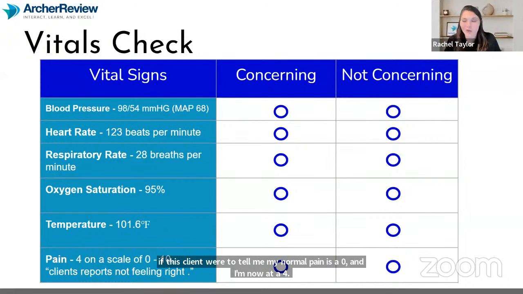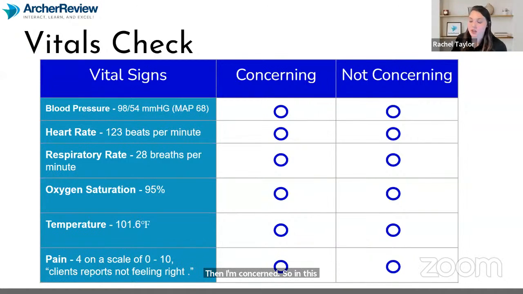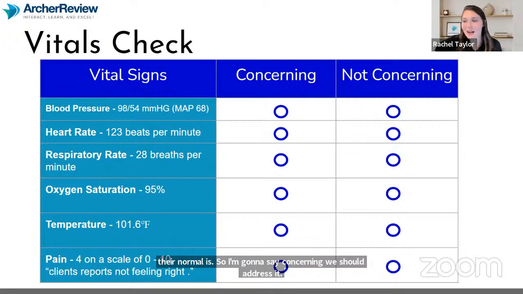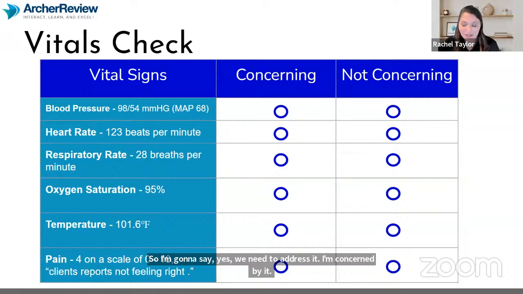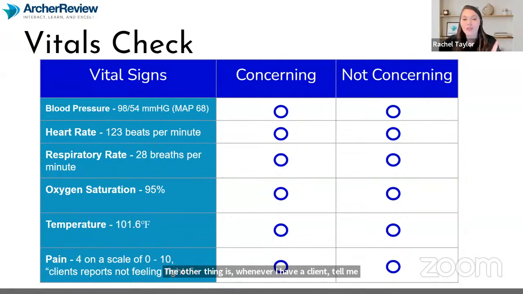So in this case, we don't know what their normal is. So I'm going to say concerning. We should address it. Now, in other scenarios, in real life, if the client tells me I live at a 4 all the time, I'm a 4 right now, but I'm okay, well, then I might not be as concerned. But in this scenario, I don't know what their normal is. So I'm going to say, yes, we need to address it. I'm concerned by it. The other thing is whenever I have a client tell me that something doesn't feel right, or they tell me I feel like I'm going to die, I believe them every single time. And the reason why, I've only had this happen a handful of times in my career as a nurse.